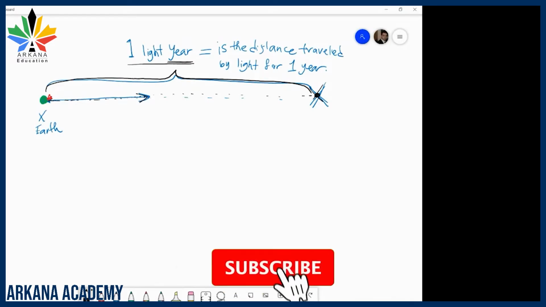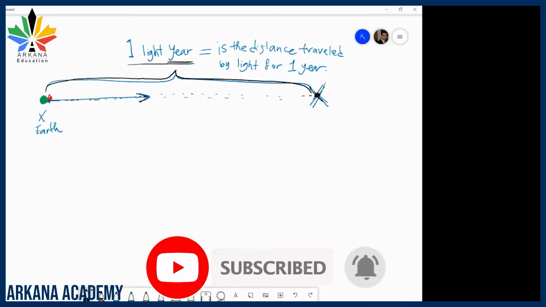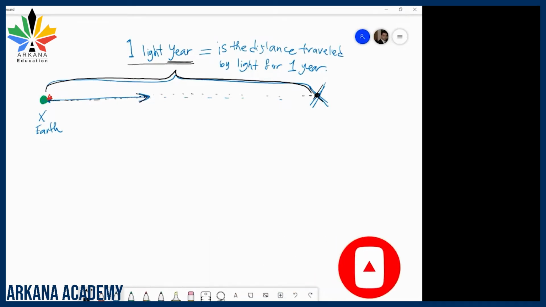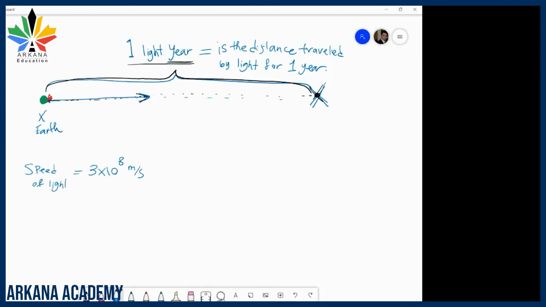It was given to us that we have the speed of light. What's the speed of light? 3 times 10 to the power of 8 meters per second. Exactly. So we know how fast light travels. So we know when the light originally started traveling from this point, it starts to travel with the velocity or speed of 3 times 10 to the power of 8.